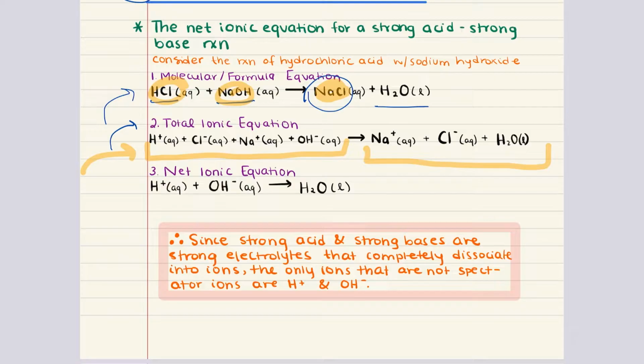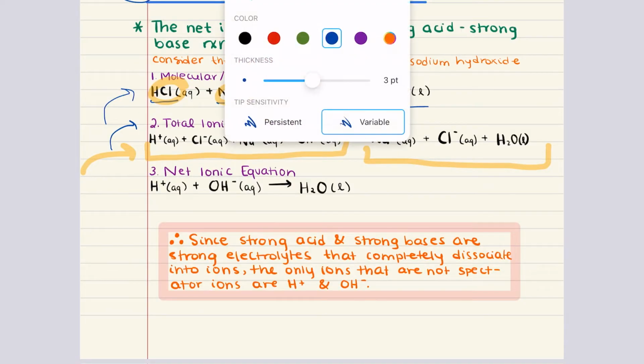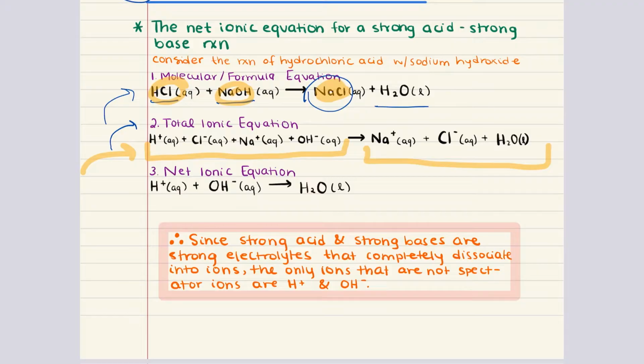Now here what we notice is that sodium cations and chloride anions appear on both the reactant side and the product side. That makes them spectator ions. And we can go ahead and eliminate them from both sides. And when we do that, what we are left with is our net ionic equation. And we notice that our net ionic equation is the reaction of hydrogen ions with hydroxide ions to form water.